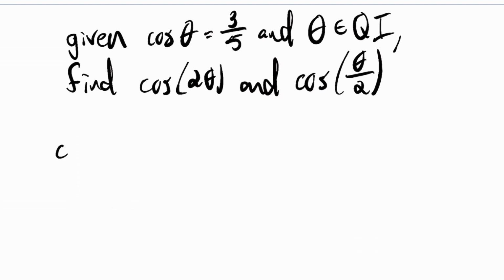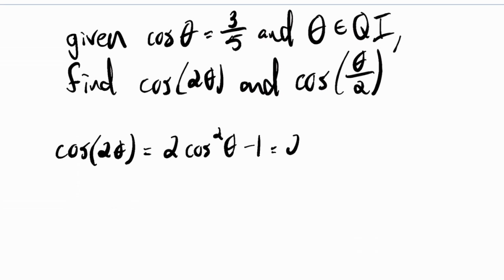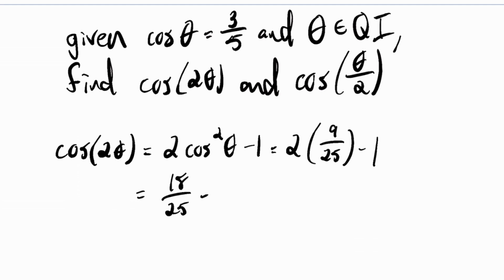So cosine of 2 theta, according to the double angle formula, is 2 cosine squared theta minus 1. So this is 2 times cosine squared, which will be 3/5 squared, so that's 9 over 25, minus 1. So this is 18 over 25 minus 1, but I'm going to write that as 25 over 25. So I get negative 7 over 25. That is the value of cosine of 2 theta.